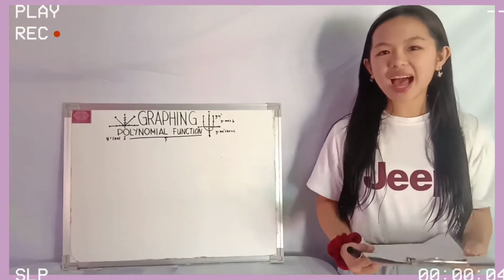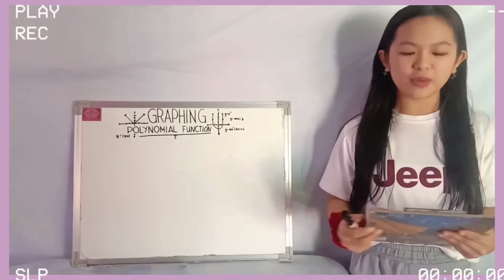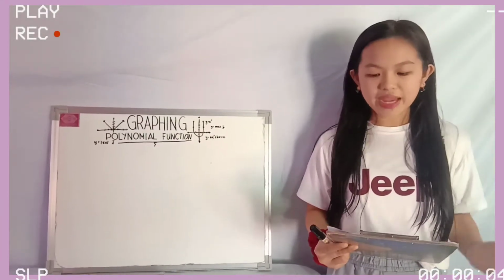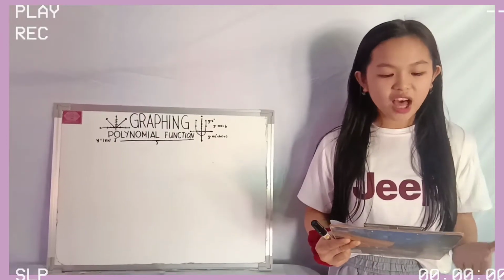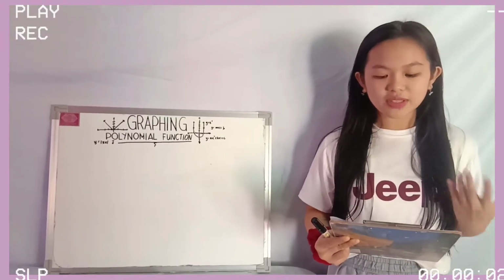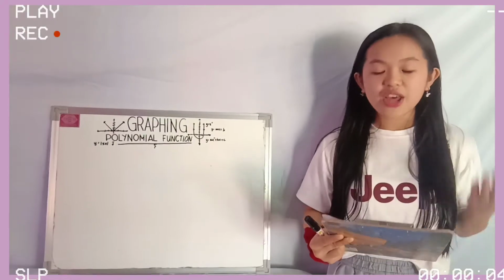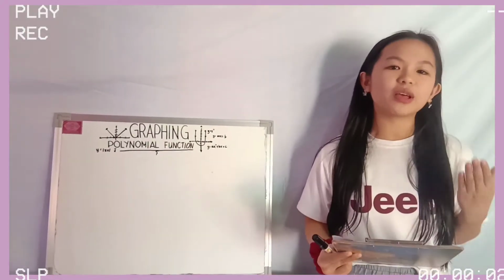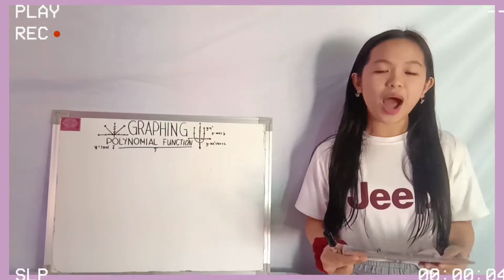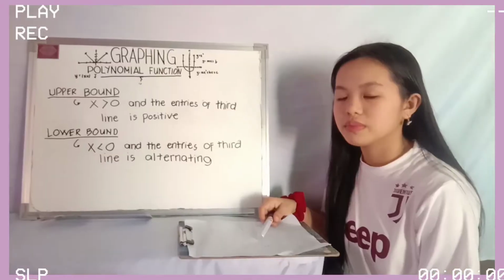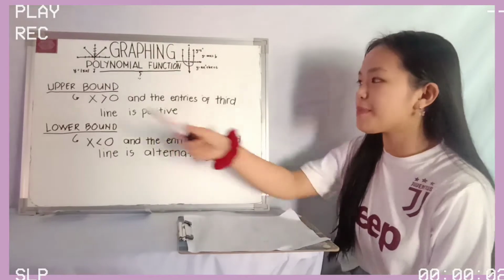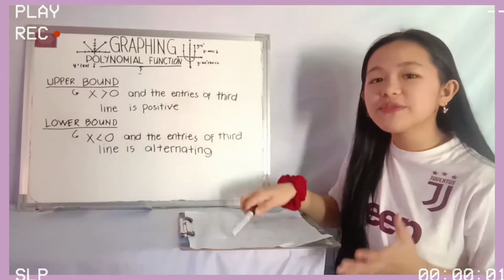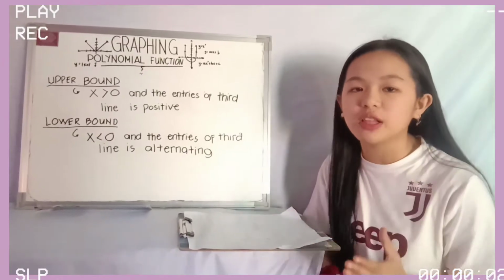Today, we're going to tackle graphing a polynomial function. The technique of finding and plotting as many points as possible is helpful, but there are theorems on zeros of polynomial functions that are a great help in sketching the graph, and that is the bound of zeros. So these are the bounds of zeros, the upper bound and the lower bound. This is very helpful in finding the table of values.